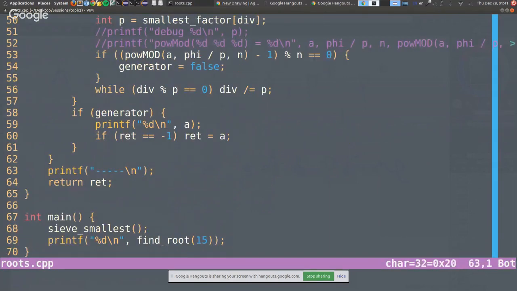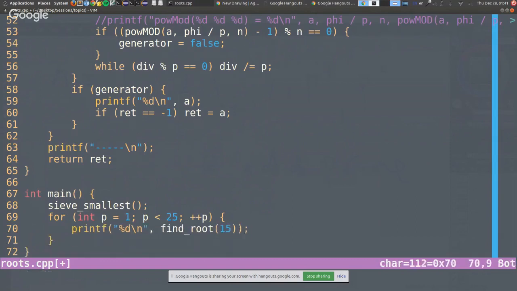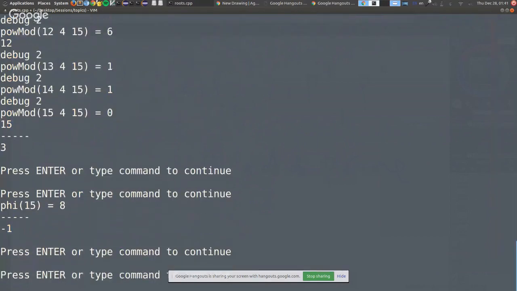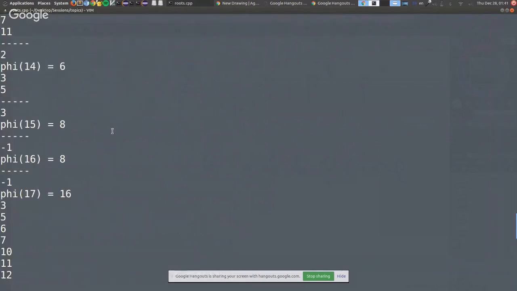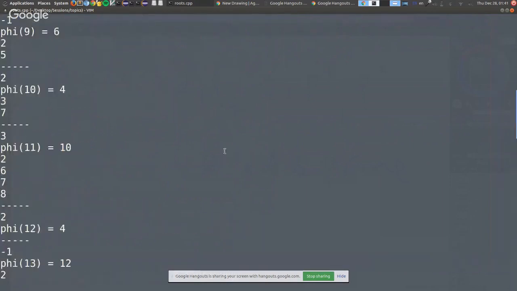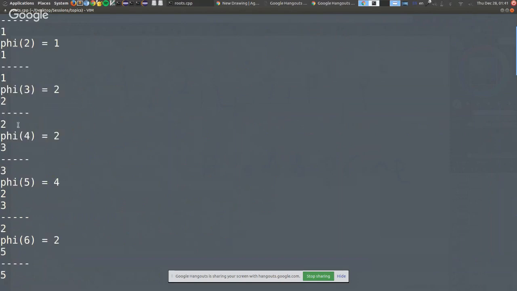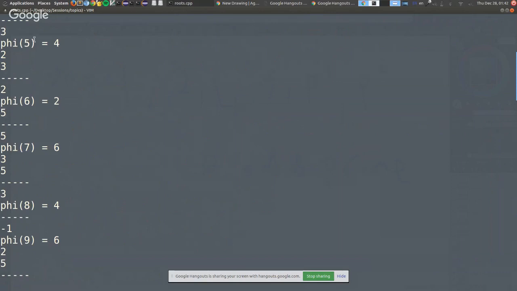And here, let's take all numbers from 1 until, let's say, 25, and find the root of them. Here we see that for n equal to 1 the primitive root is 1, and for n equal to 2 it's the same. For 3, it's 2. And the 4 is 3. And so on, we keep going.